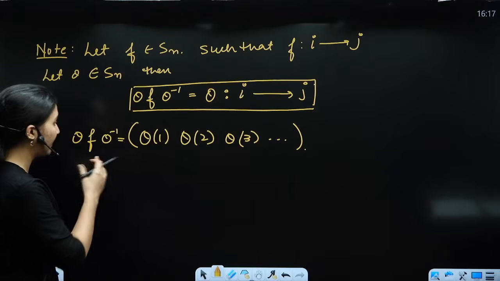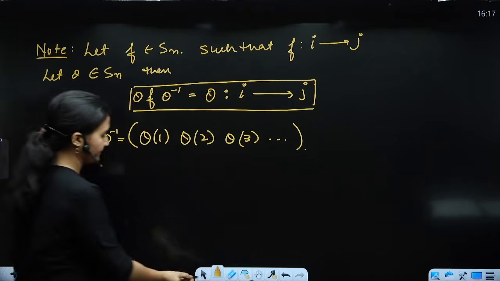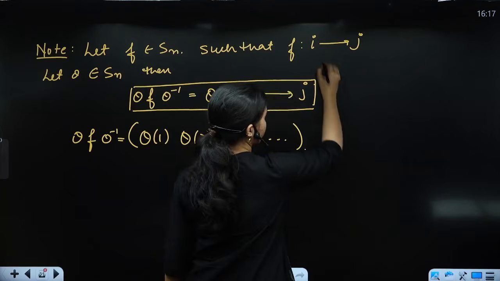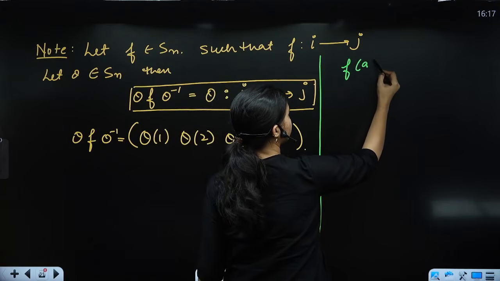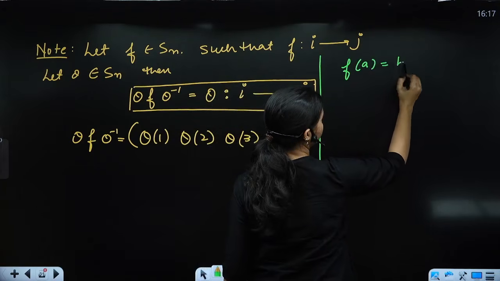For example, why do we do this? First of all, let's understand that. See, let's say f is sending a to b, f of a is equal to b, okay.